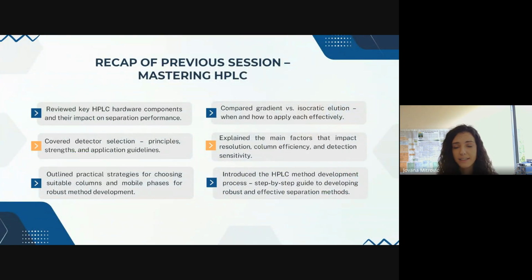In our previous session, Mastering HPLC, we focused on the hardware components of an HPLC system and their influence on separation quality. We also discussed how to select appropriate detectors based on analyte characteristics and application needs. A big part of that session was dedicated to choosing suitable columns and mobile phases, understanding when to use gradient or isocratic elutions, as well as how different factors affect efficiency and resolution. We closed with an introduction to method development with a brief step-by-step guide. Today, we'll take a step further by introducing mixed mode columns as tools for solving more complex challenges.